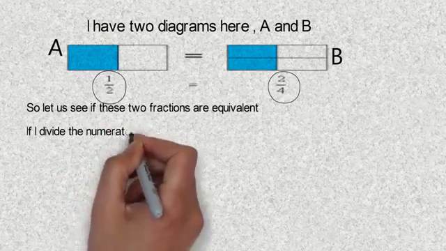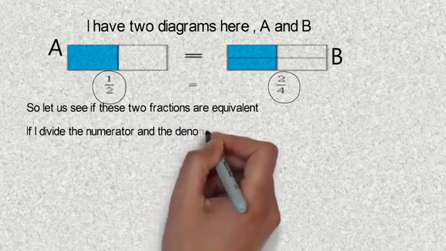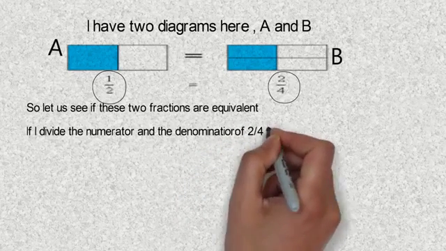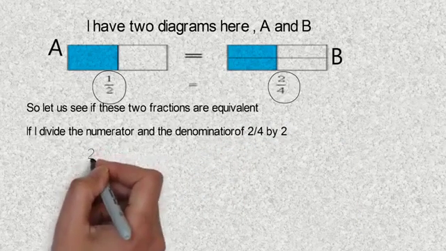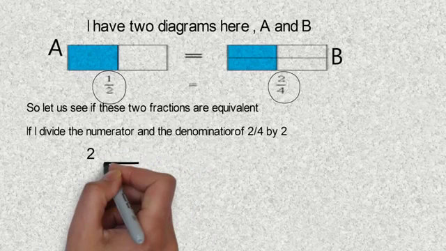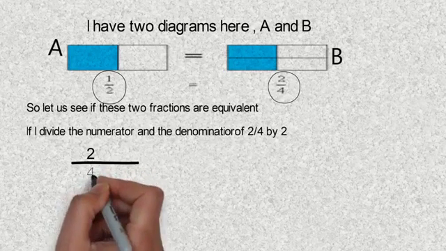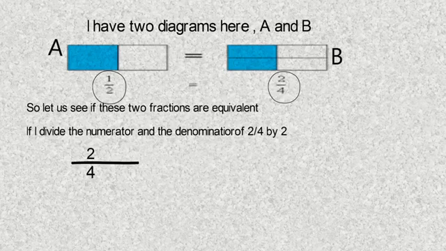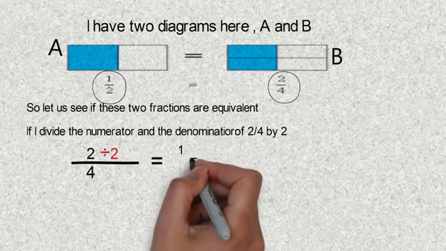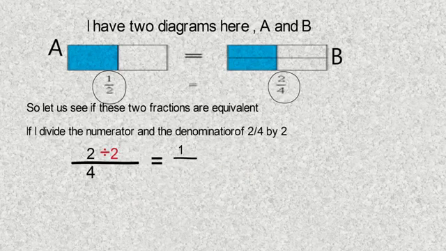Now if I divide the numerator and the denominator of the fraction 2/4 by 2, let us see what this gives us. You should be familiar with numerator and denominator. Here our numerator is 2 and our denominator is 4. So what do we do? We divide 2 by 2. This gives me 1. If I also divide the denominator 4 by 2, I have 2, which you can see is giving me 1/2.